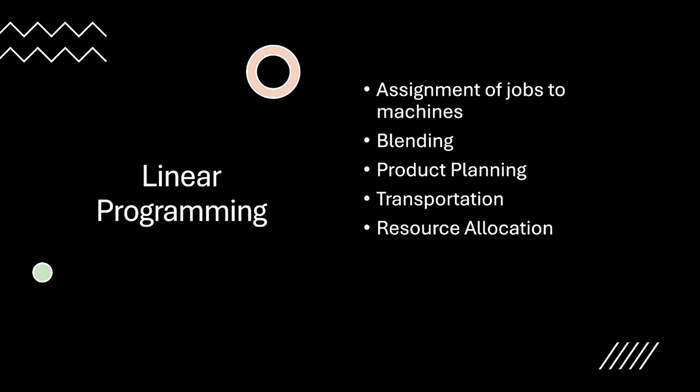It's a technique that deals with linear functions of equality and inequality constraints. The applications of linear programming can be seen here as the assignment of jobs to machines, manufacturing and blending components and mixtures for the finished products, and it is also used for product planning and scheduling by determining the optimal allocation of resources such as labor, machine, and raw material. It is also helpful in transportation such as vehicle routing and resource allocations.